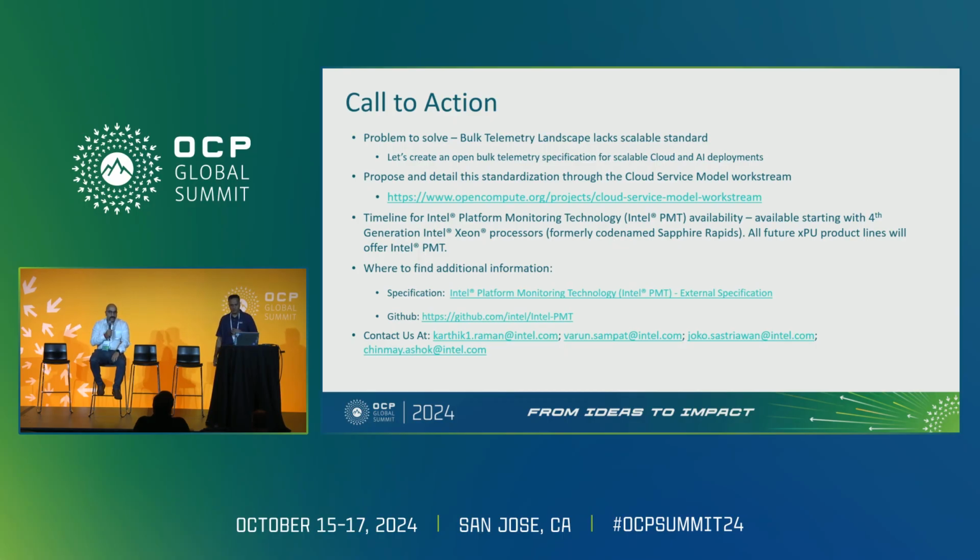Yeah. So yeah, it's a call to action. We talked about the problem to solve. The bulk telemetry landscape today doesn't really have the extraction and analysis standards that we need. And then we would propose this in the cloud service model workstream. PMT as a solution is available today with the Xeon 4 and of course with Xeon 6 as well. But the ideal end state would be some way to make sure that that stays scalable across vendors.